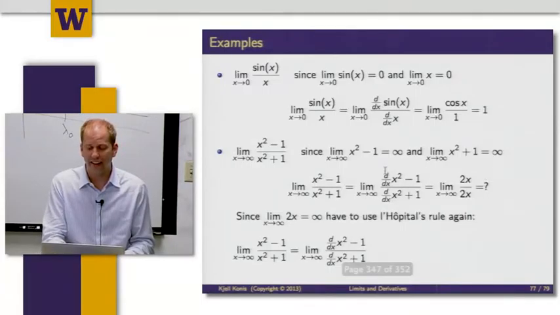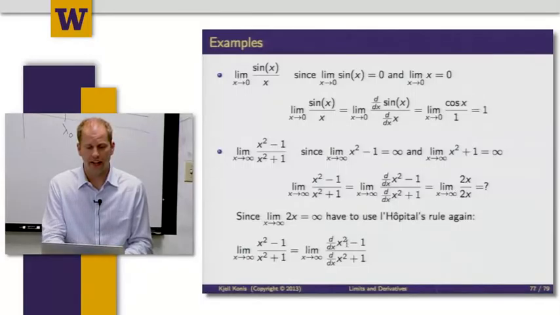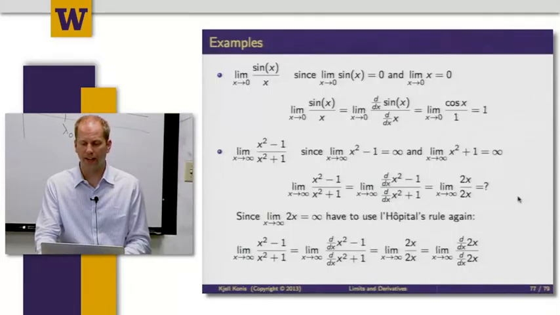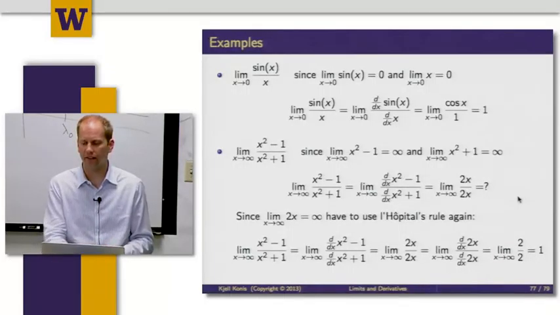But the idea here is if you end up, after one application of l'Hopital's rule, with another rational function that's still 0 over 0 or infinity over infinity, then I can go ahead and use l'Hopital's rule again. And so I end up where I was before, take the derivative one more time, and now I end up with 2 over 2, and that's always going to be equal to 1, regardless of x, so the limit as x goes to infinity of that is going to be 1.